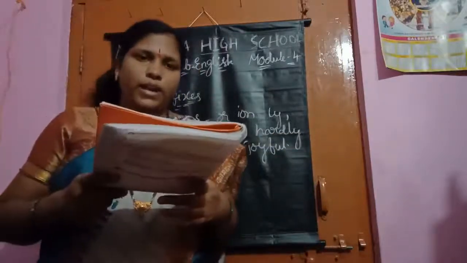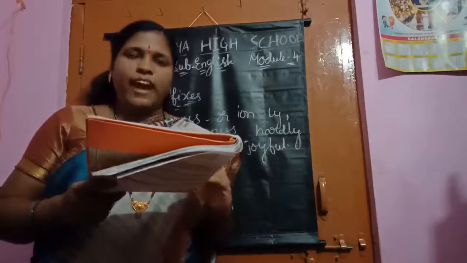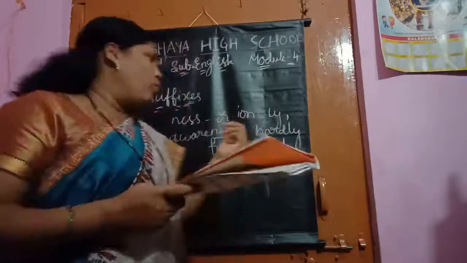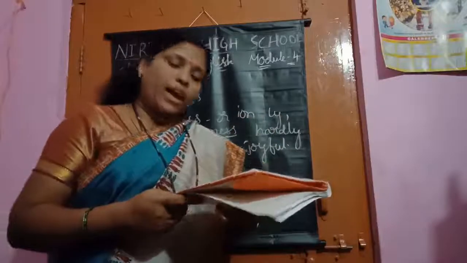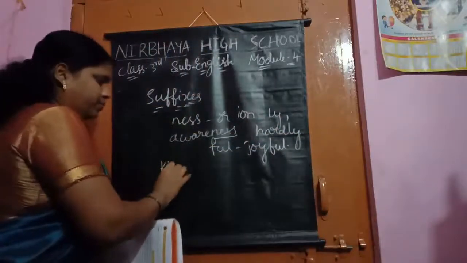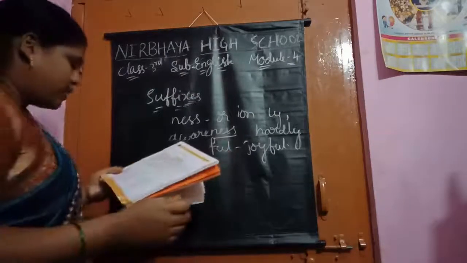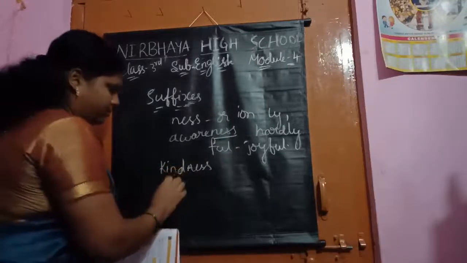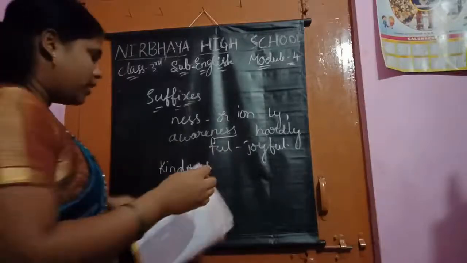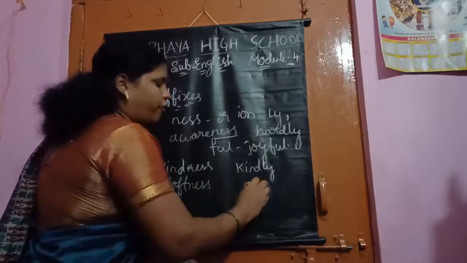Now see here. Exercise 2.1. They have given the base word. You should add the suffix to that. What is it? Ness and ly. Ness and ly you should add. See here. Kind, kindness. Next one, softness. And ly also you should add, children. Kindly. Softly.